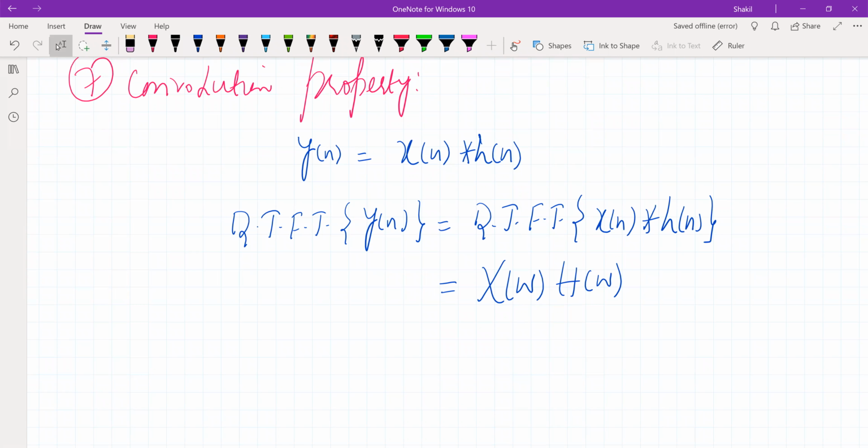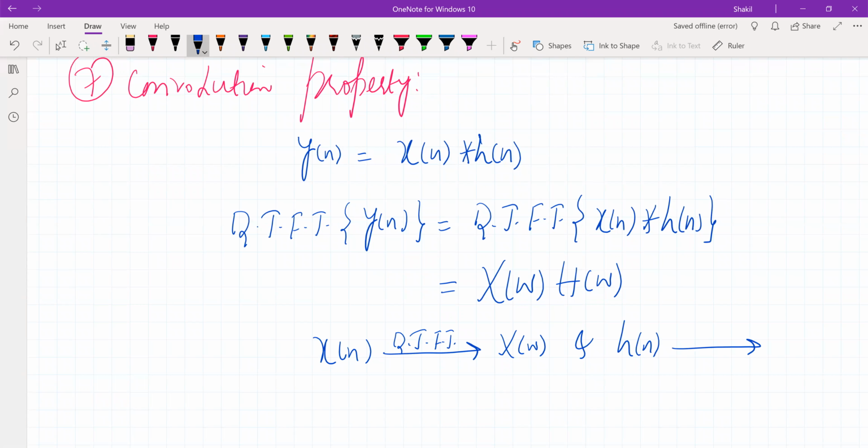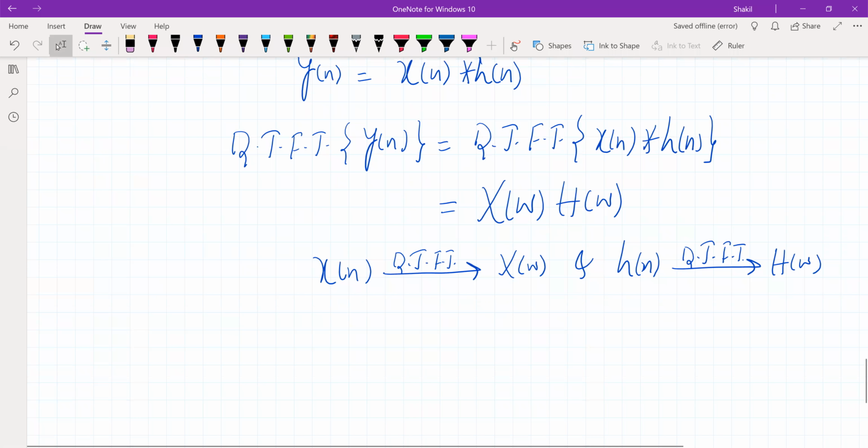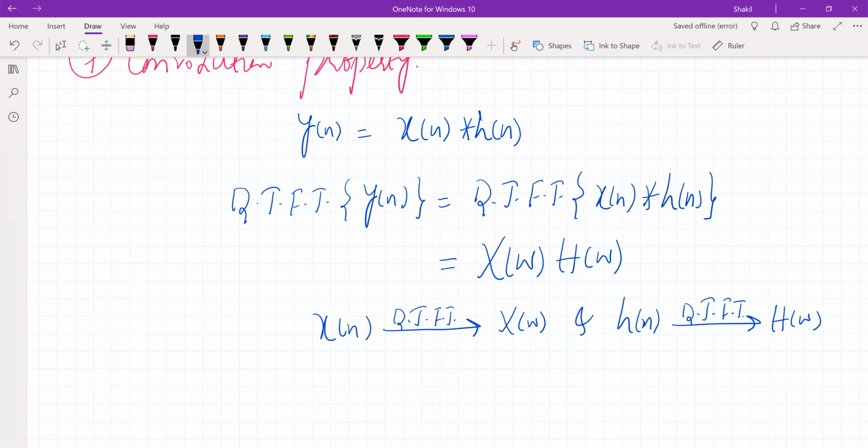What's X of omega? X of omega is the discrete time Fourier transform of x of n, and H of omega is the discrete time Fourier transform of h of n. Right. So what does this say? If you take the discrete time Fourier transform of the convolution, it becomes simply the product of the discrete time Fourier transforms. This is a very important property of transform theory.